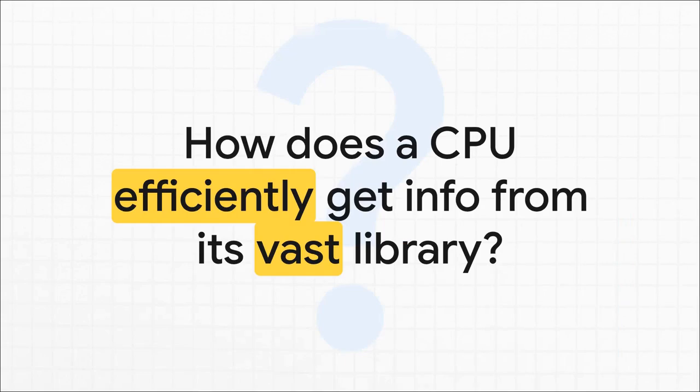So just think about that for a second. You've got this incredibly powerful processor that thinks at lightning speed. And then you've got this massive library of data where everything it needs is stored. So how do they talk to each other? How do they communicate effectively without wasting a single precious nanosecond? That's the big question we're going to answer today.